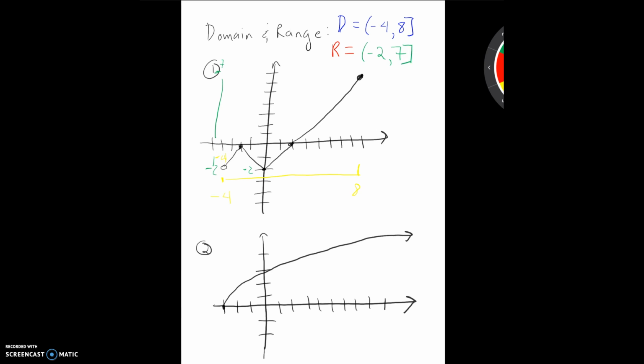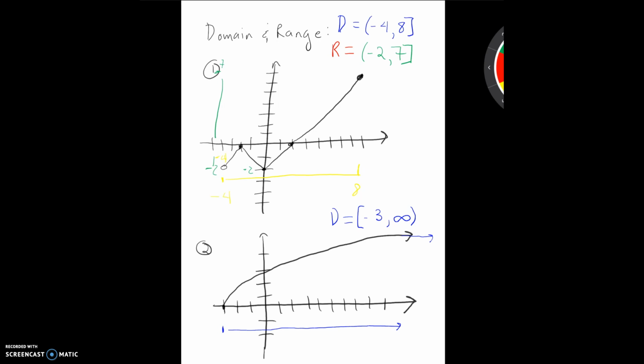Let's take a look at the second function. Again, I'm going to start off with the domain, and we'll do the domain in blue for the second one. Our x values, our horizontal values, start over here at -3. It is included because it's a closed circle, so the domain starts at -3. Now let's see where it ends. I'm following the function, and you see that arrow over there? That means we go on infinitely in the right direction. So the domain of this function is from -3 to infinity.